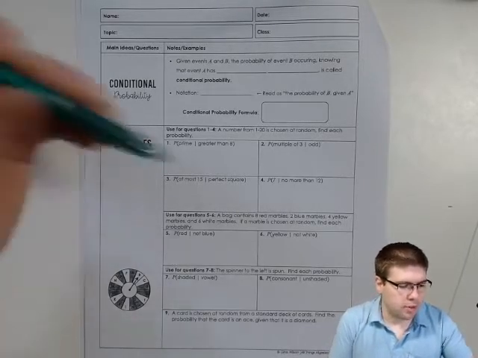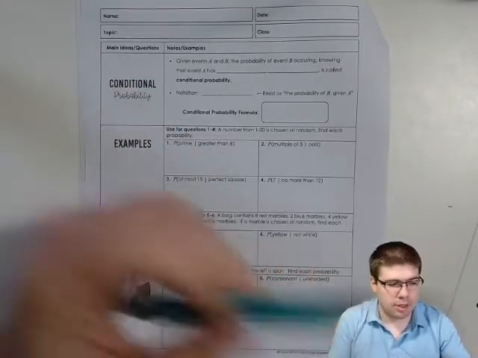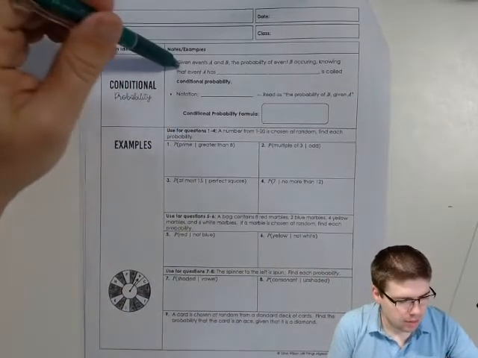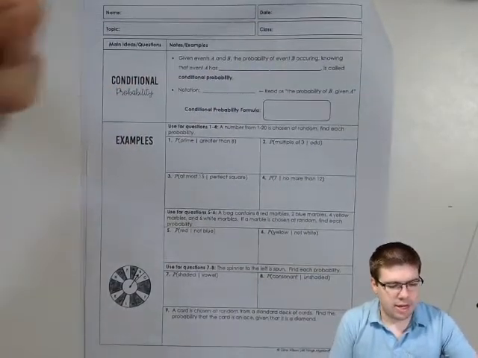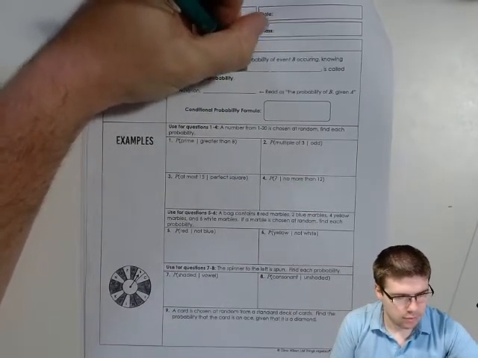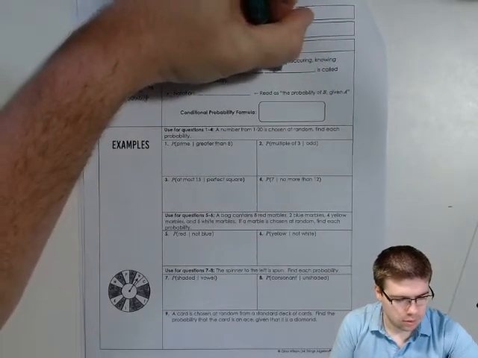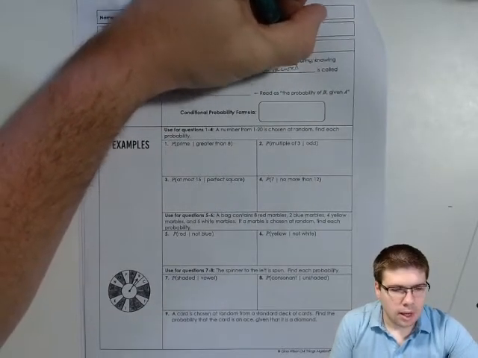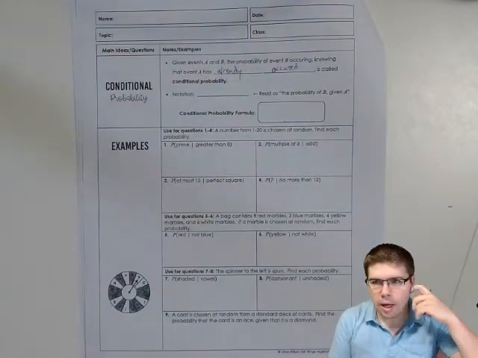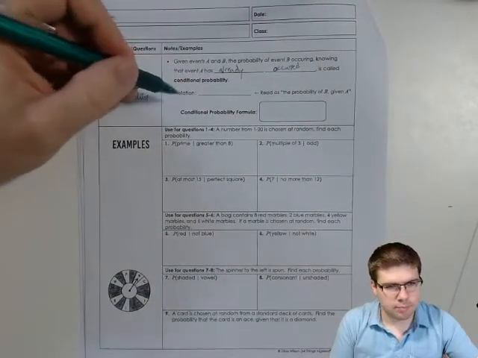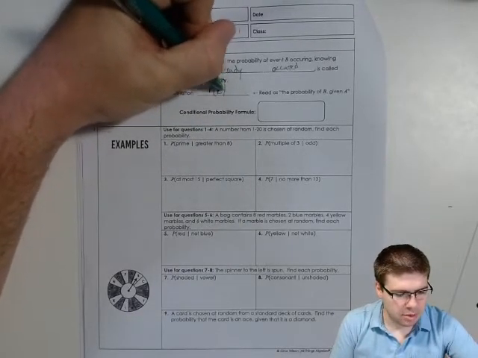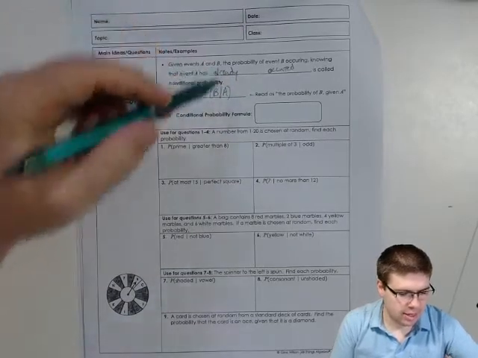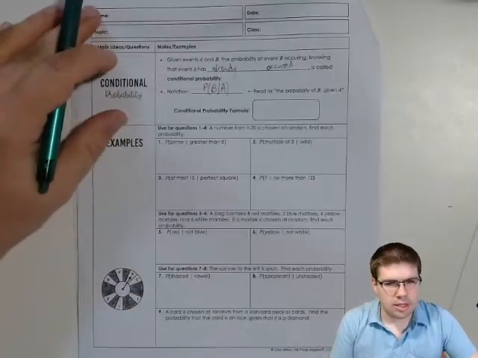So conditional probability is probability that changes once we know some more information. So given events A and B, the probability of event B occurring knowing that event A has already occurred is called conditional probability. So the notation we use for this, and we've already kind of glimpsed this a little bit, would be the probability of B given A. That little line there is the given symbol.